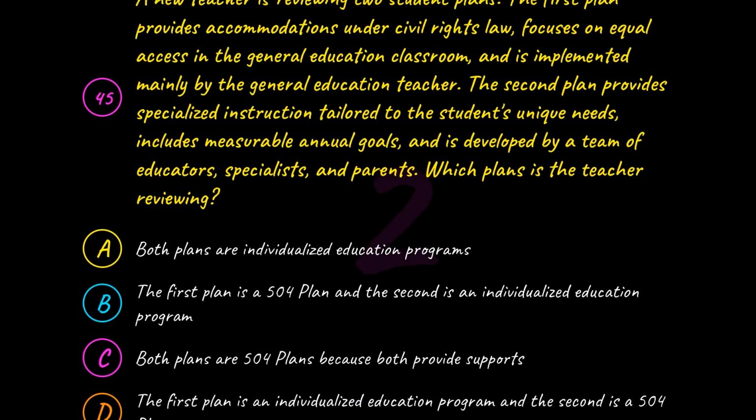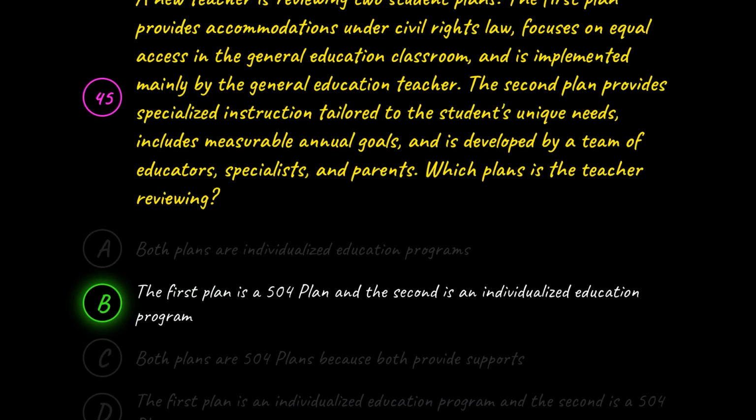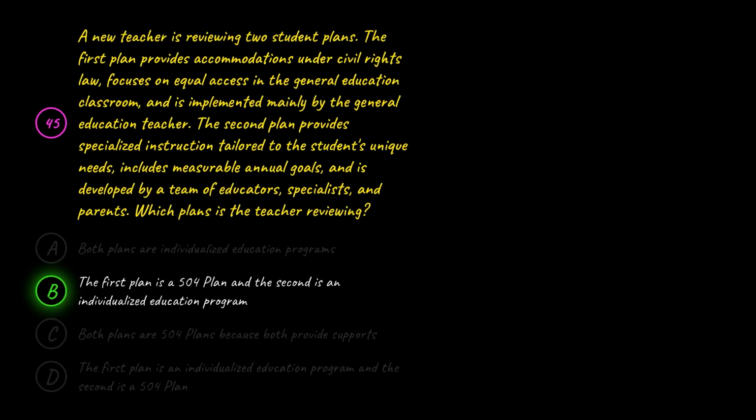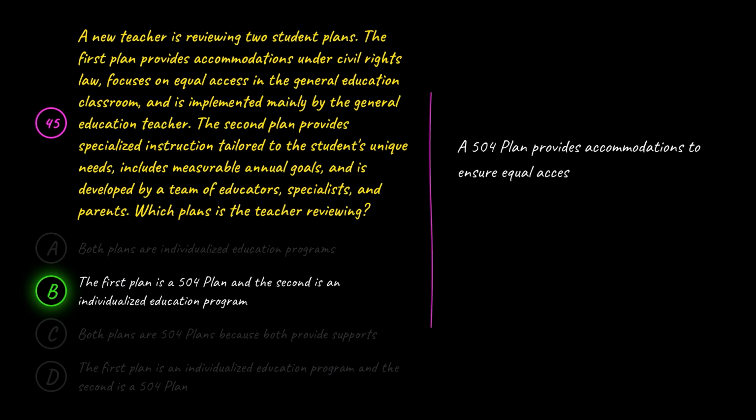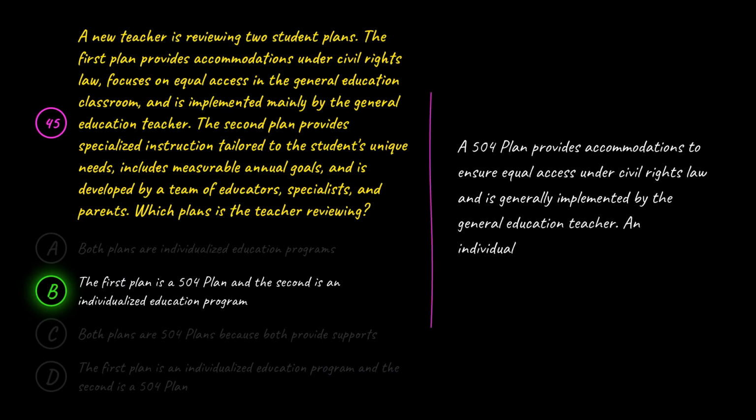The correct answer is B. The first plan is a 504 plan and the second is an individualized education program. B is correct because a 504 plan provides accommodations to ensure equal access under civil rights law and is generally implemented by the general education teacher. An individualized education program provides specialized instruction with measurable goals, developed by a team of educators, specialists, and parents. The descriptions map directly to those two plans.